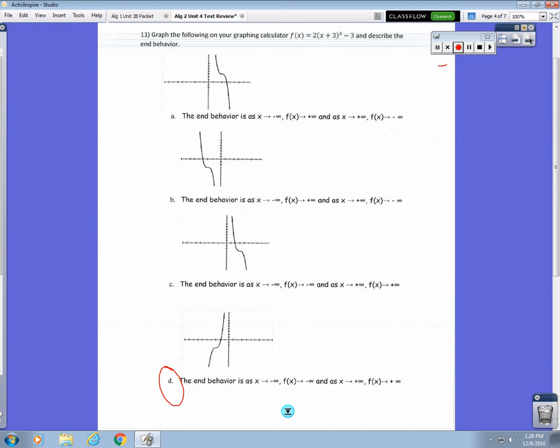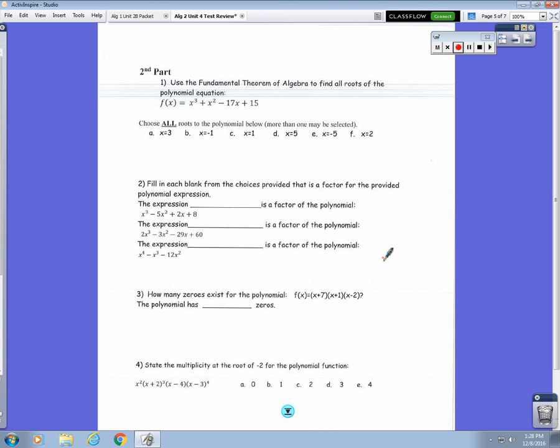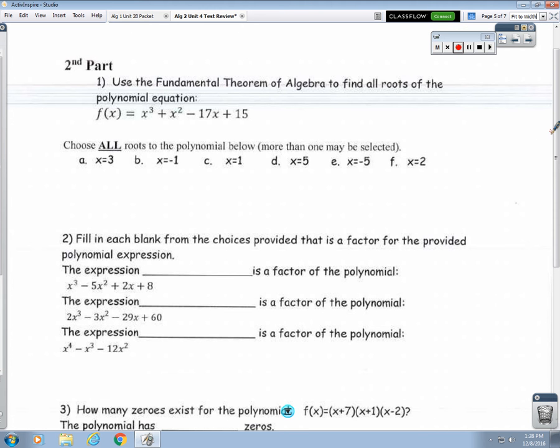Okay, next page. This is the second part of the test, but you'll also be taking this tomorrow because the whole test is only 17 questions total. Use the fundamental theorem of algebra to find all roots of the polynomial equation. Now, what's another word for roots? Zeros. Right. So what do you think you should do first if you're trying to find the roots? Graph it. So go ahead and graph it.